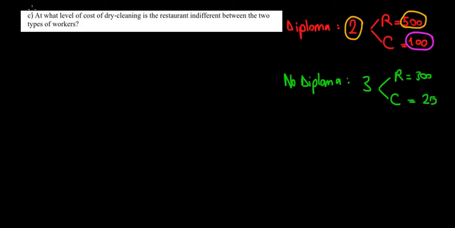Let's solve the last part of this question. At what level of the cost of the uniform is the restaurant indifferent between the two types of workers? When will the restaurant be indifferent? The restaurant has to think about its own benefit, and that's the profit. So the profit from hiring people with diploma must be equal to the profit from hiring people without the diploma.